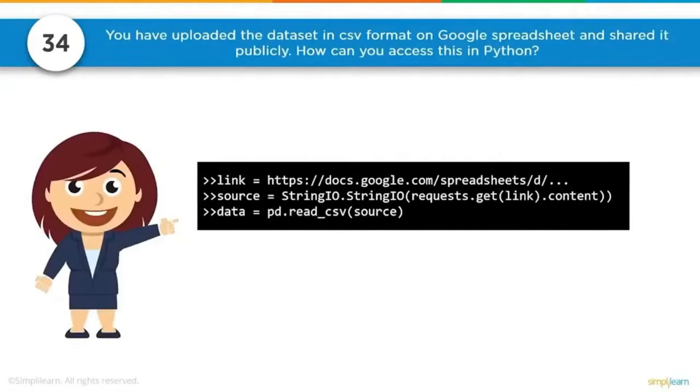Number 34. You have uploaded the data set in CSV format on Google Spreadsheet and shared it publicly. How can you access this in Python? What's important here is to know that we can read stuff with pandas. We don't show it here, but there's actually a number of ways to do this. One, we have our link generated from the Google Docs and spreadsheets, and then we can do a StringIO request get link content. So there's our source. And then finally, we know that pandas can read a CSV. There are obviously many ways to read a CSV, but data equals pd.read_csv(source).